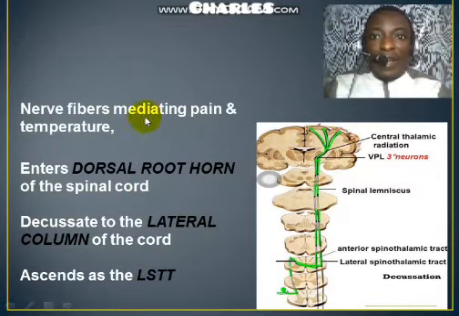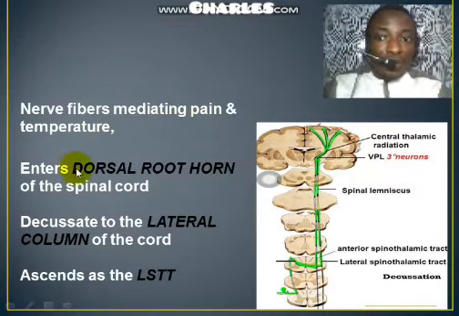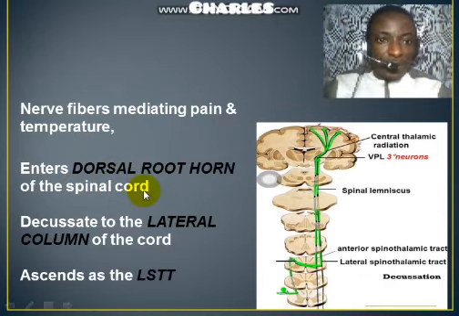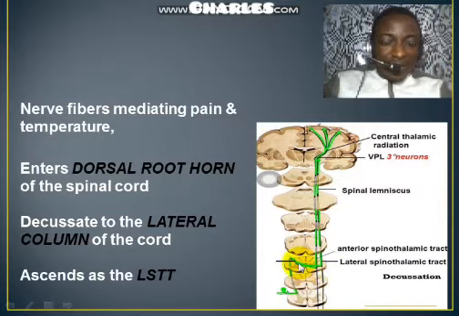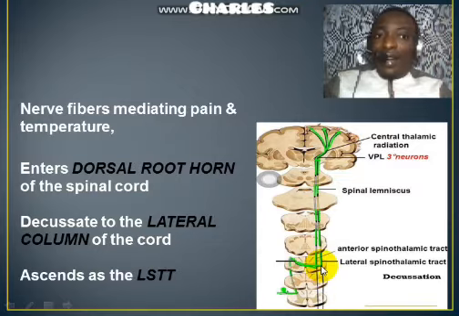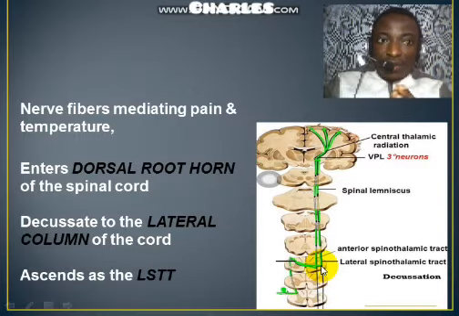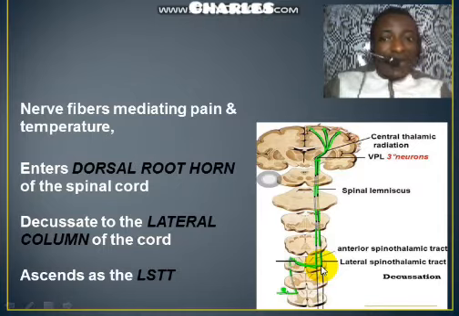In the same way, the nerve fiber mediating pain and temperature also enters the dorsal root horn of the spinal cord. When it gets here, it also decussates to the opposite side of the cord and ascends as the lateral spinothalamic tract. Take note that the lateral spinothalamic tract decussates from the right to the left side of the cord to enter the lateral column of the spinal cord. That is the lateral component of the white matter of the spinal cord. That is where they derive their names from.